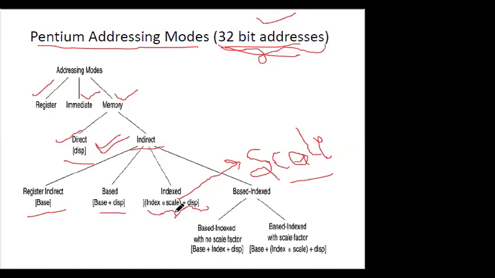So index plus scale, then the combination of base index with a scale factor, without a scale factor, with displacement. In both cases of based index, we have displacement, but there is the introduction of the scale factor, which needs to be taken care of in 32-bit addressing.